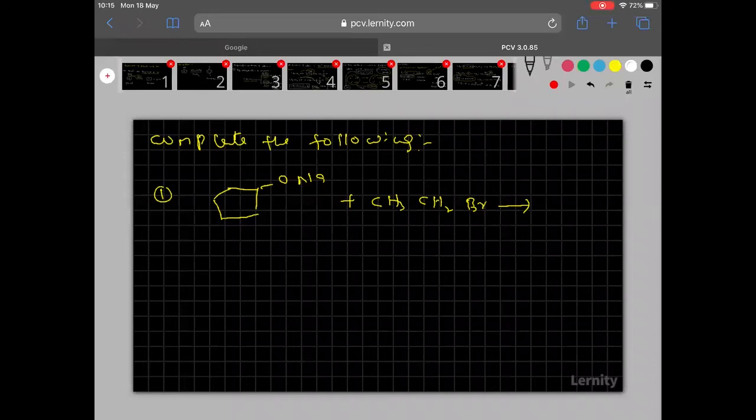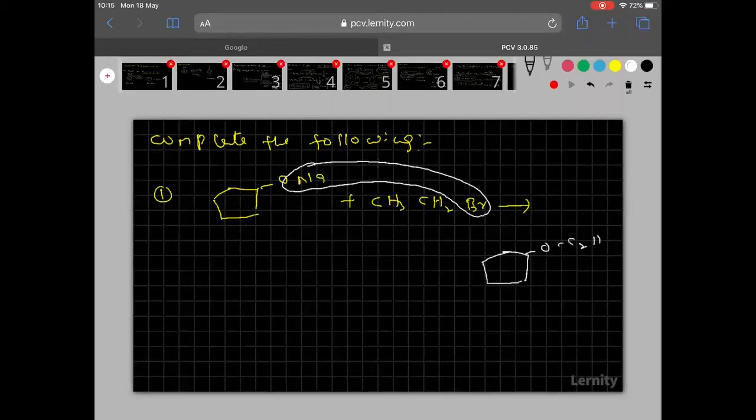So here also what happened? NaBr is to be removed out. Then what is the answer here? Here, OC2H5. I hope you got the answer here. Clear?